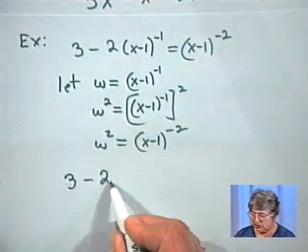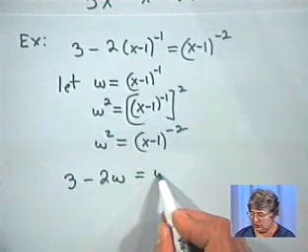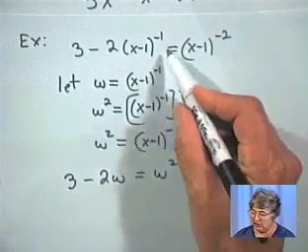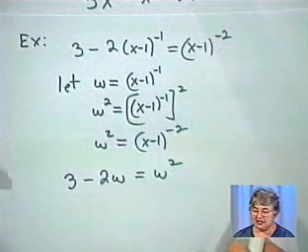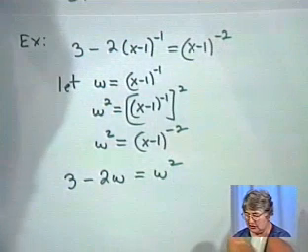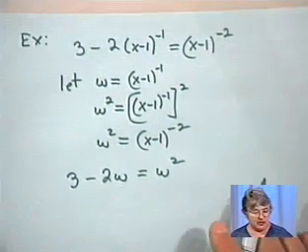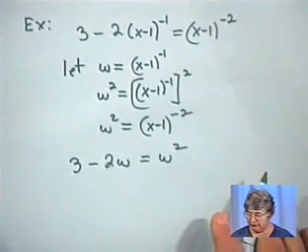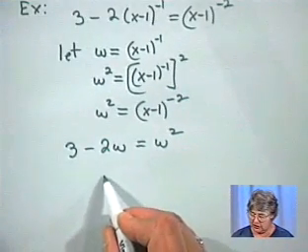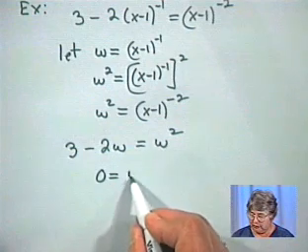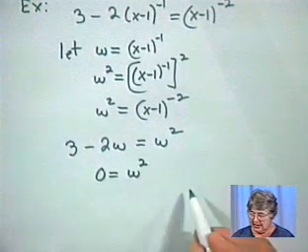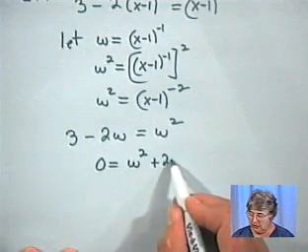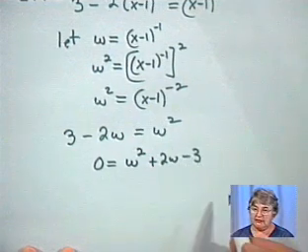3 minus 2w equals w squared, and we don't even need to worry about the negative x. Let's make it standard form by putting everything on the right-hand side. We'll have w squared plus 2w, plus a negative 3, equals 0.